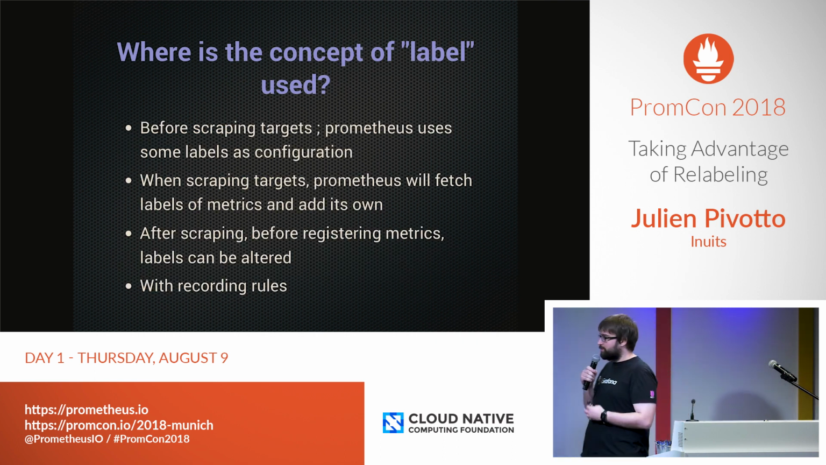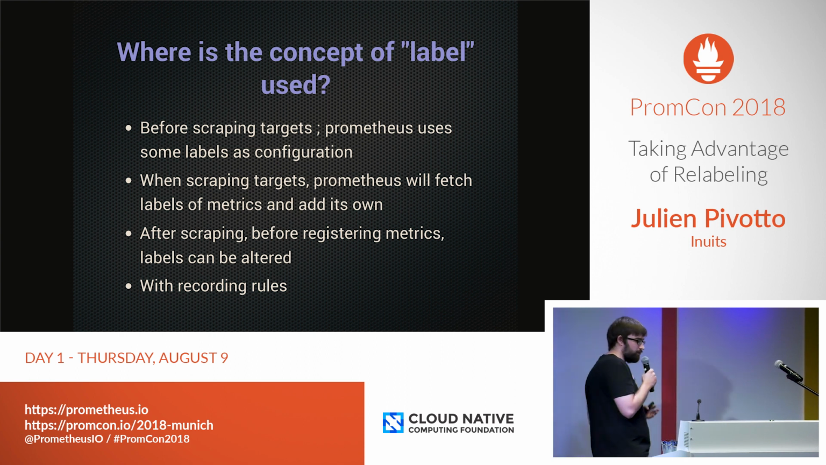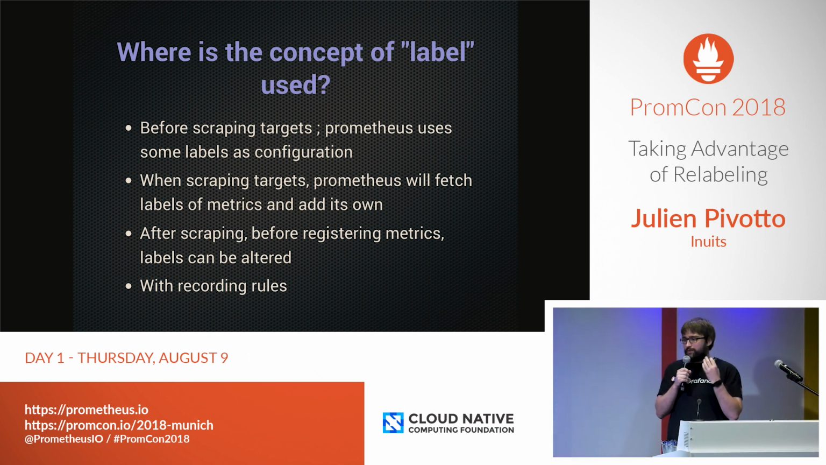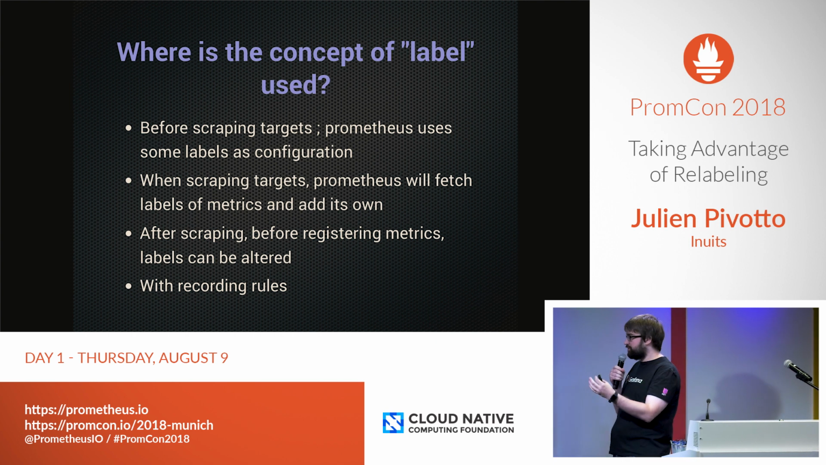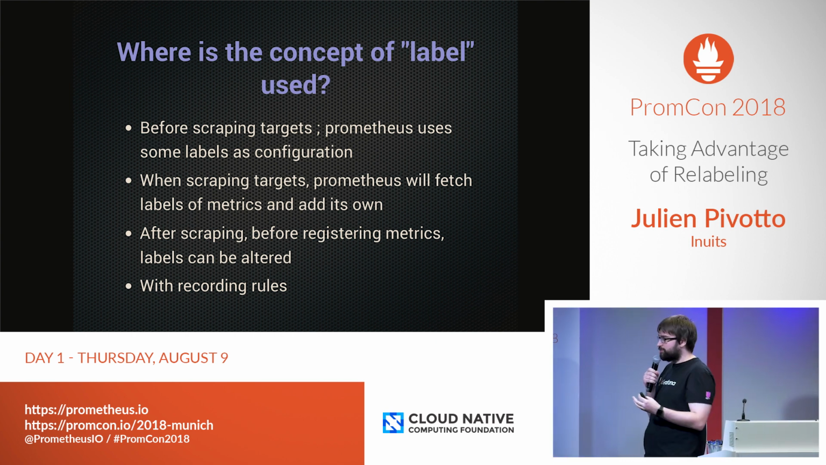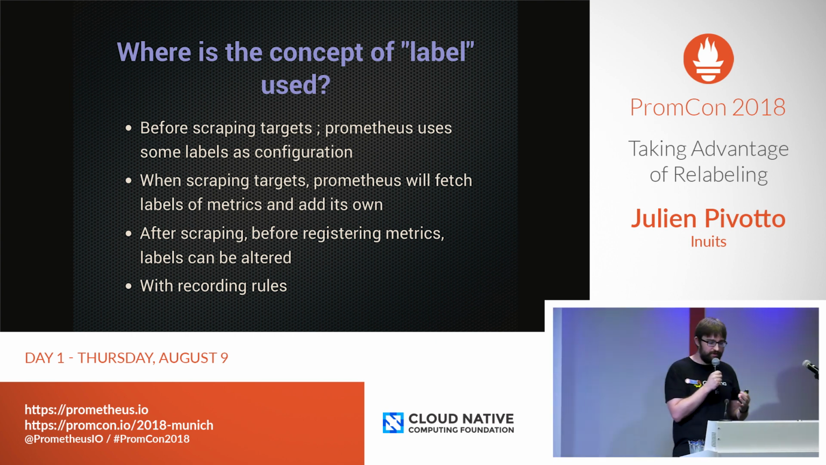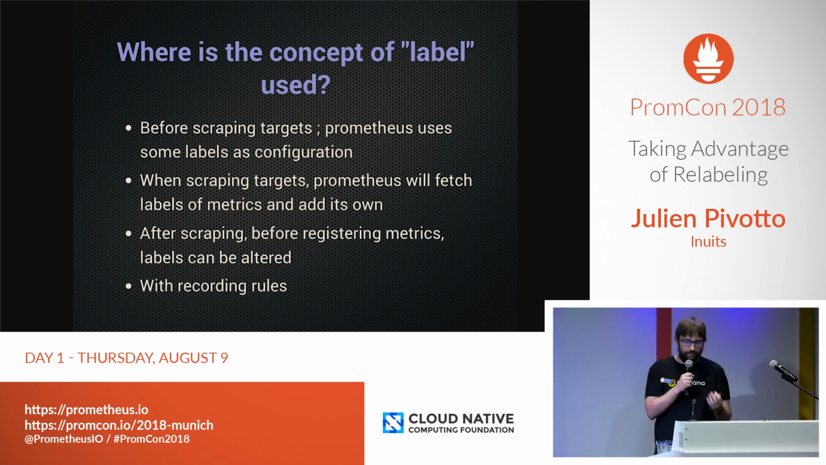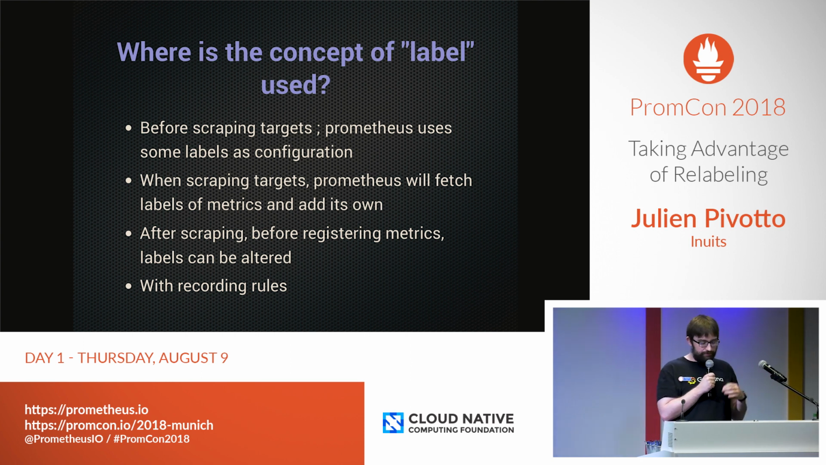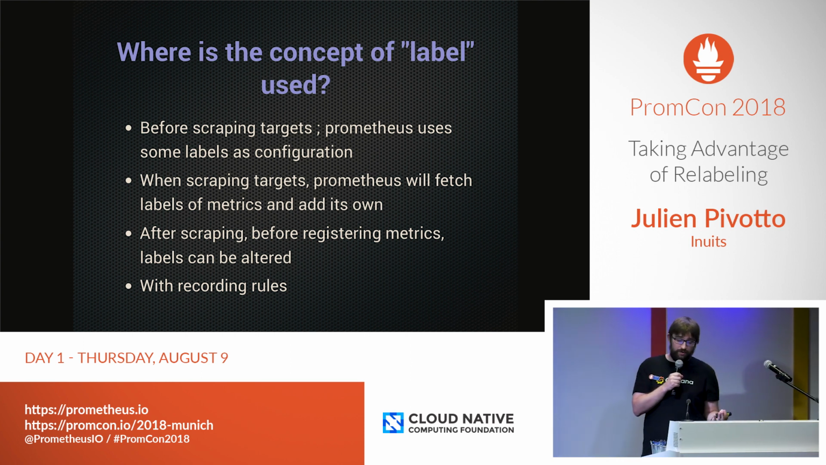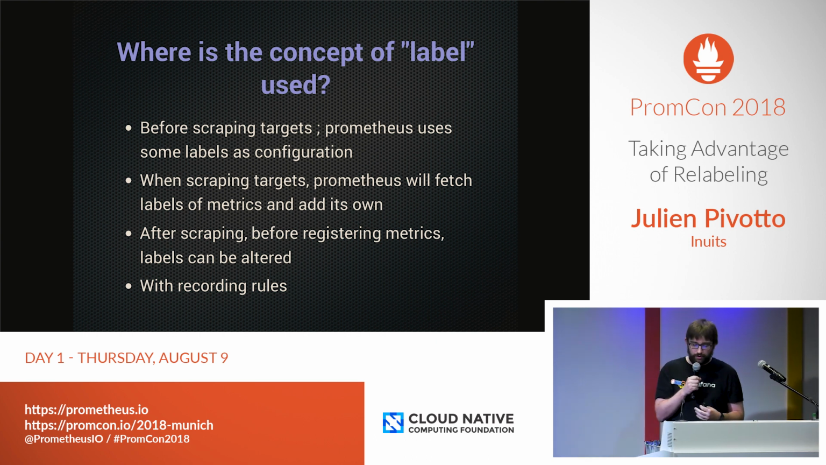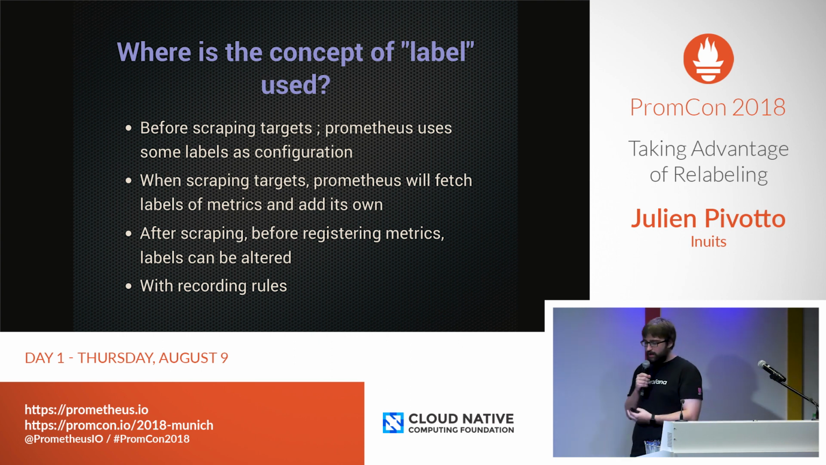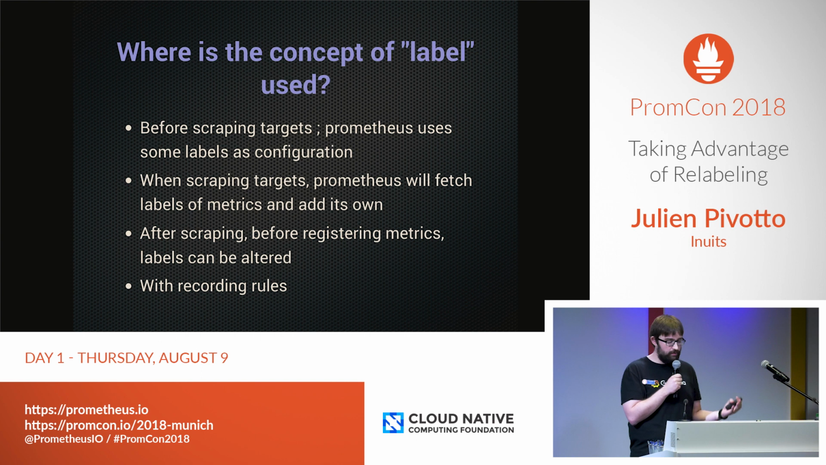Prometheus is using them all over the place. It starts in the configuration. When Prometheus is doing the configuration and looking at what it should scrape now, it will also have some labels to say, okay, this is my configuration, this is my target. So this is also using labels. When it fetches the targets, it will fetch the labels that are exposed by the target, but also add its own or override the ones of the target. And after it has done that, it can also alter the labels. So that's relabeling.